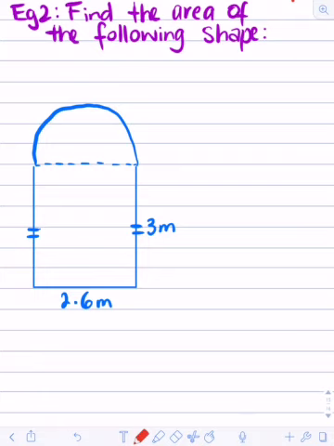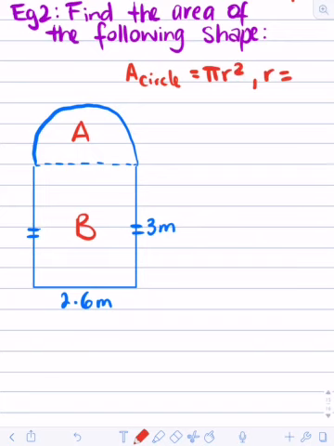So I'm going to label this as shape A and shape B. I'm going to split it up into 2 shapes. So let's do shape A first. Let's do the semicircle or half a circle. Now we know the formula for the area of a circle. Area of a circle equals pi r squared, where r equals, what does r equal? So let's have a look at this. This 2.6 is the bottom there. That's also going to be the same for the top there because it's a rectangle. So if 2.6 is the diameter, half of that is 1.3. 1.3 meters. Now we just put that into the formula.